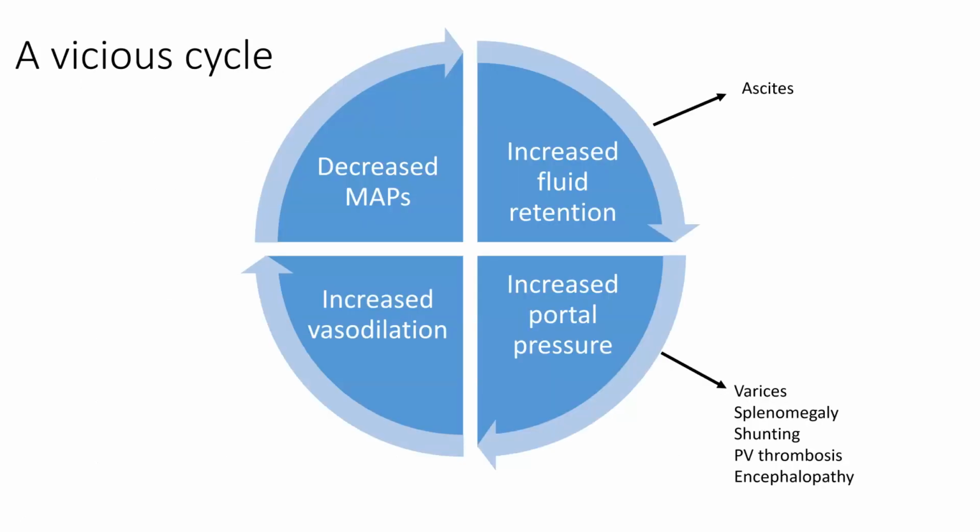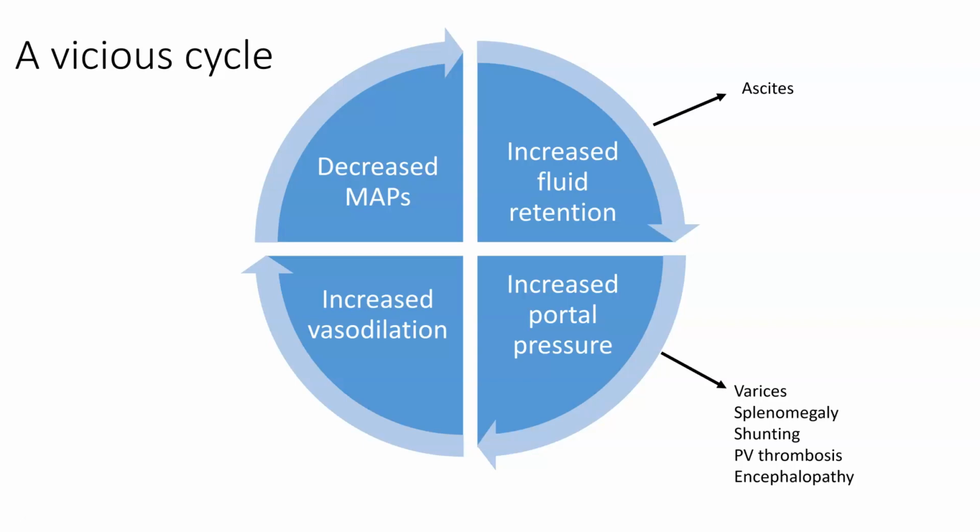And what you see is a vicious cycle developing. So beginning with increased portal pressure, this causes increased vasodilatation, both in the periphery and in the splanchnic vasculature. This leads to decreased mean arterial blood pressures. This causes compensation by the heart and kidneys, which leads to increased fluid retention and ultimately will lead to the development of ascites.